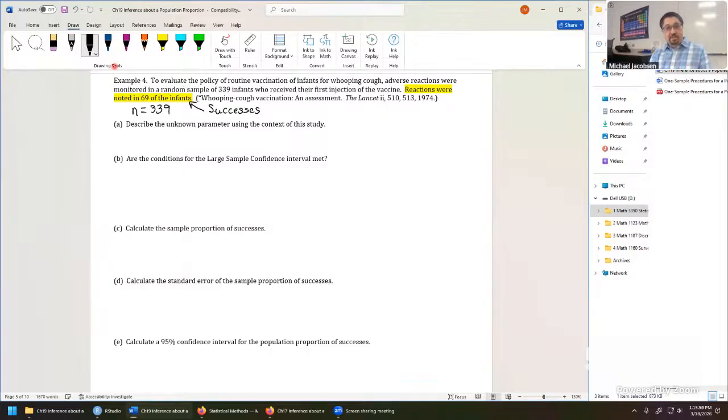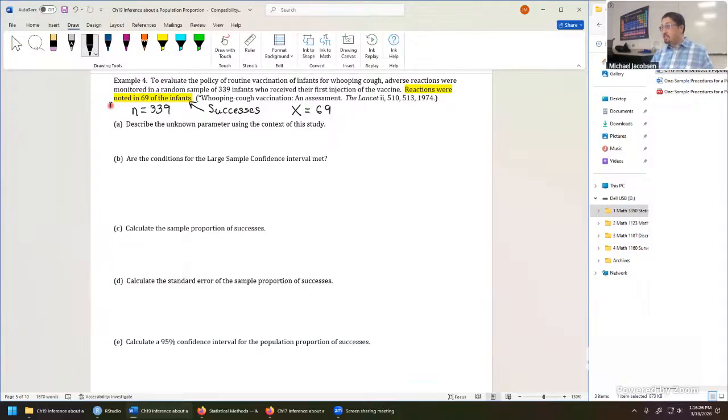Sounds kind of morbid in a certain sense. We're saying a success is an infant has an adverse reaction to a whooping cough vaccine. But we call it a success because that's what the study is really trying to make a conclusion about, those that had the adverse reactions. So once we identify the successes, probably another good symbol to put down is X counts the number of successes, and it is 69 in this problem.